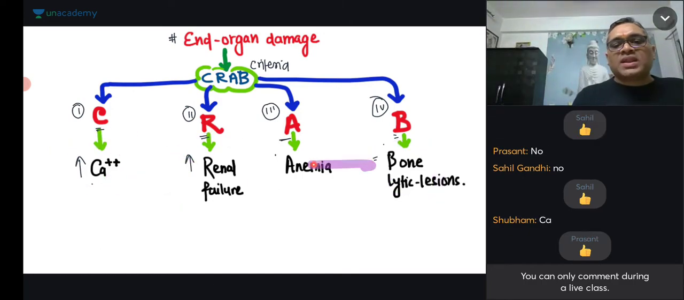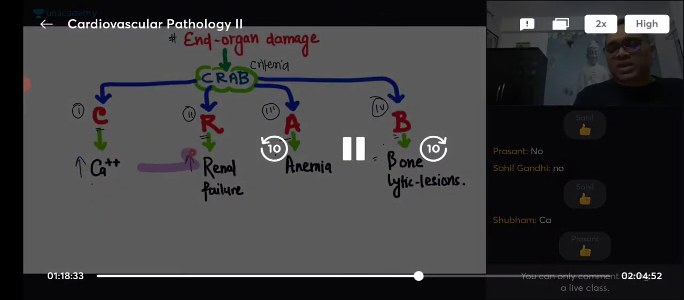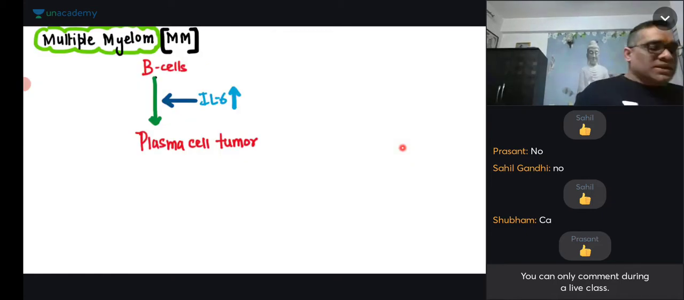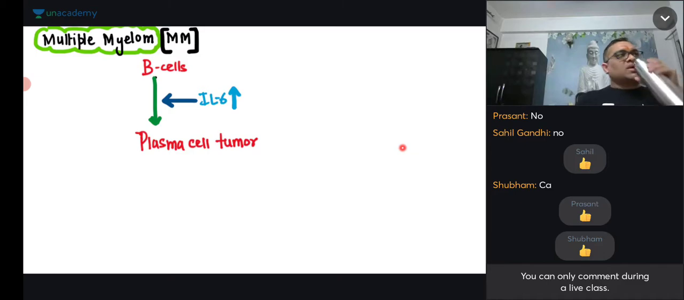So now understood. Bone lysis leading to anemia, bone lysis leading to hypercalcemia, and hypercalcemia leading to renal failure. So these are all beautifully interrelated to each other. Right? Fine. Now come to multiple myeloma. What is multiple myeloma? It's a B cell problem or disorder.